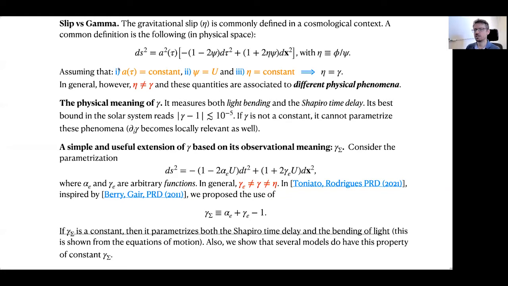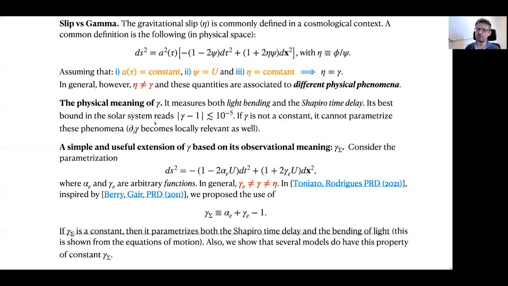If you want to assume that A is essentially a constant inside the system, for instance, inside a galaxy, you can always assume that A is a constant. If it is also assumed that there is a valid Newtonian limit, which implies that psi is equal to U, and also if eta is a constant, then it's correct to say that the slip is equal to gamma. However, in general, these are different quantities, and they also probe different physics.